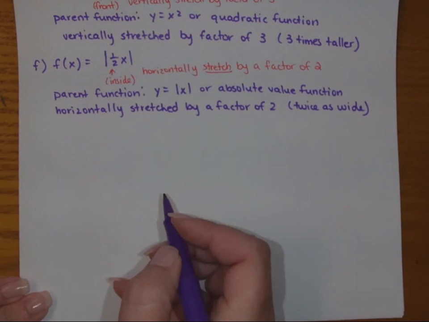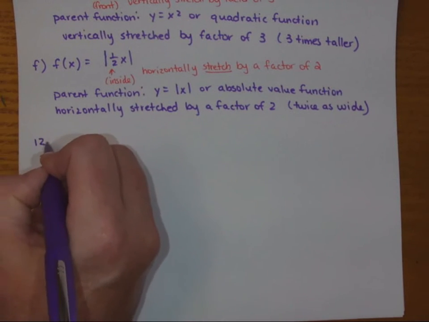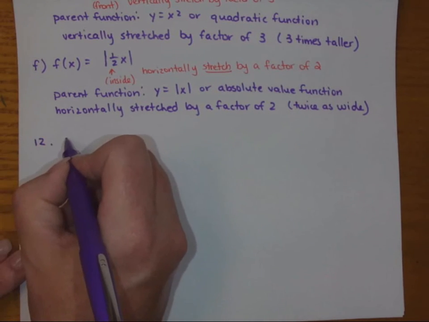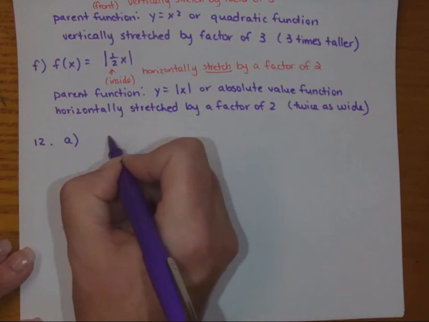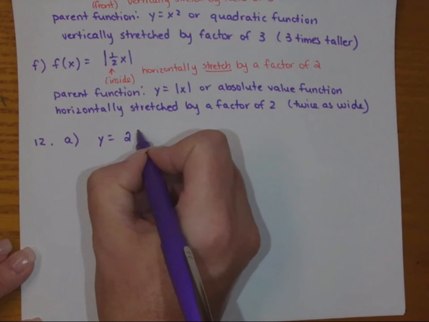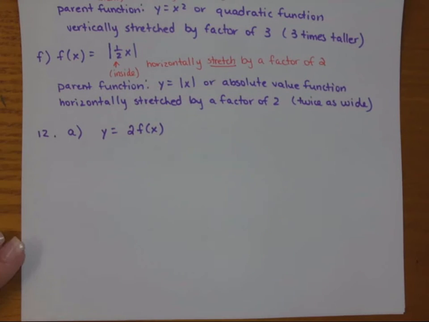Okay, so for 12, I'm just going to briefly talk about what we would do, okay? And then you can look at the key to get what those look like in picture form, because I don't want to spend the time to sketch the graph when I've already done it on the key.